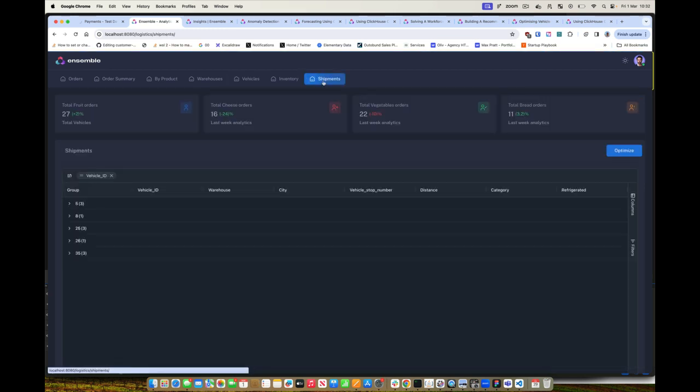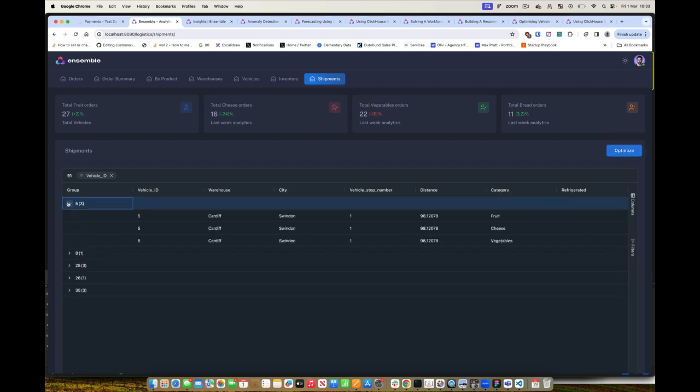Our task here was to complete all of the deliveries in the most optimal way, using the fewest vans and trucks, such that the capacity constraint was met. So in this example, when you hit this optimize button, we call a Lambda function on AWS, which will run that optimization process to allocate the deliveries to trucks.